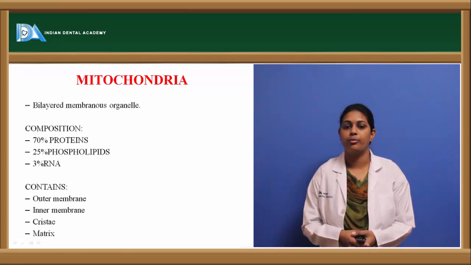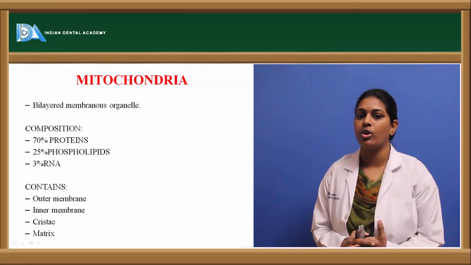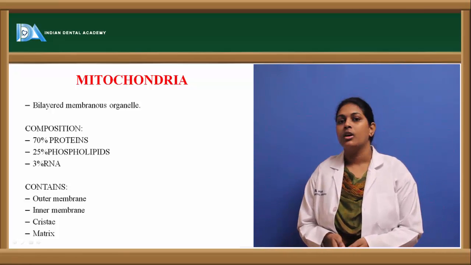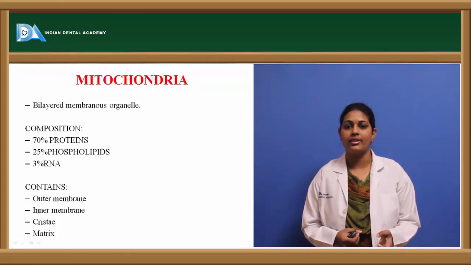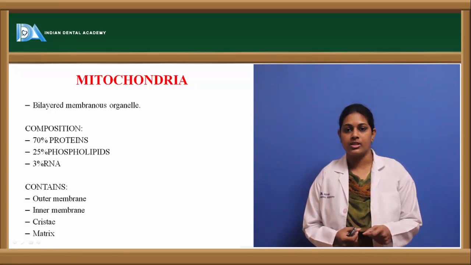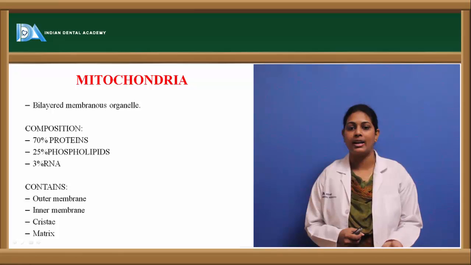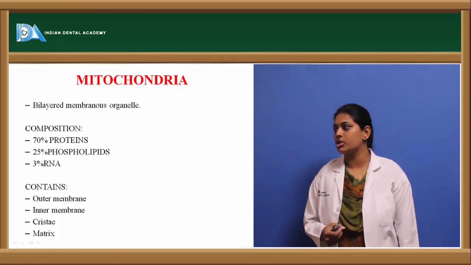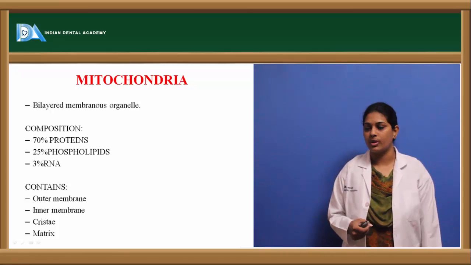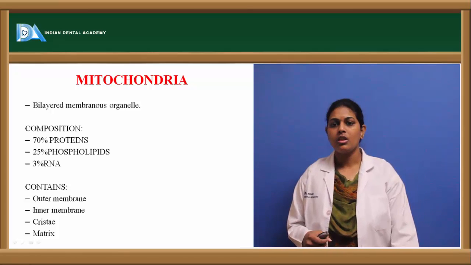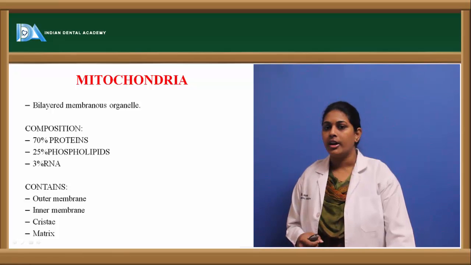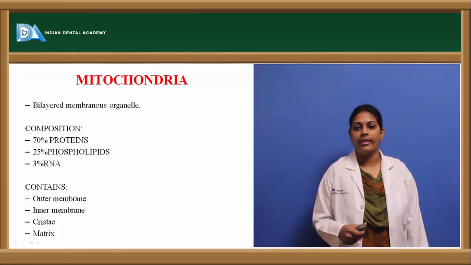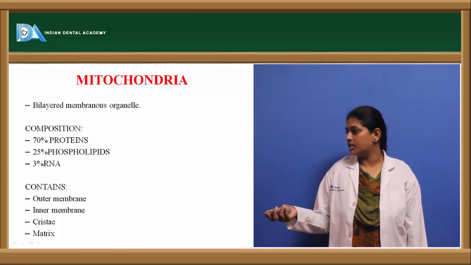Coming to the major important cell organelle, that is the mitochondria, which is also known as the powerhouse of the cell. It is a membrane bound organelle which has two layers of membrane, so it is called a bilayered membranous organelle. The composition of the mitochondria consists of proteins, phospholipids, as well as RNA. And coming to the structure of the mitochondria, it consists of the outer membrane, inner membrane, cisternae, and the matrix, which we'll be discussing further.